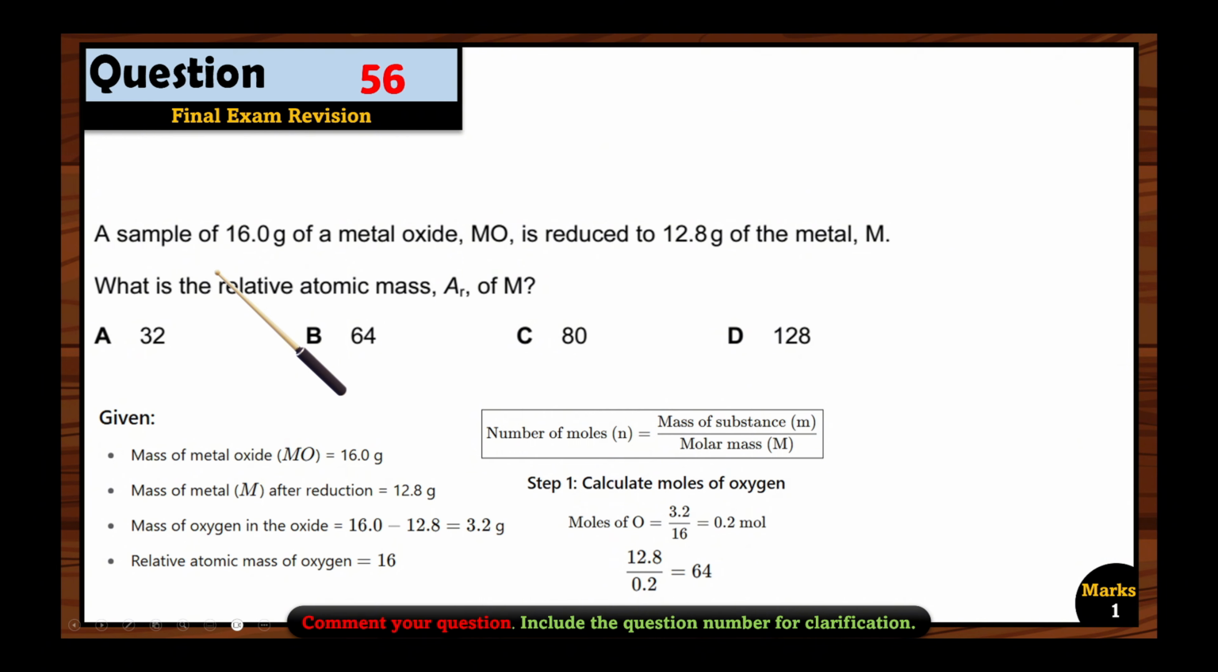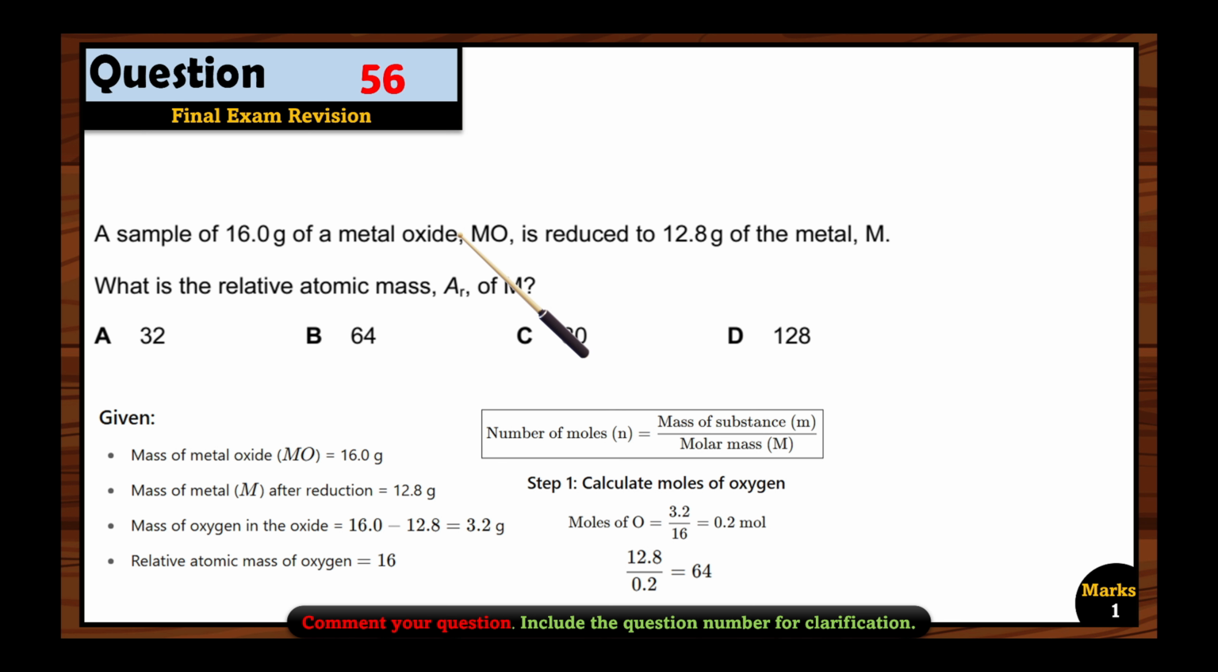Question 56. A sample of 16 gram of metal oxide is reduced to 12.8 gram of the metal. What is the relative atomic mass of M? So how can we find the relative atomic mass? It's already given in the periodic table, right? But here they have not mentioned which metal M this is. We don't know about this metal, so we have to find the relative atomic mass.